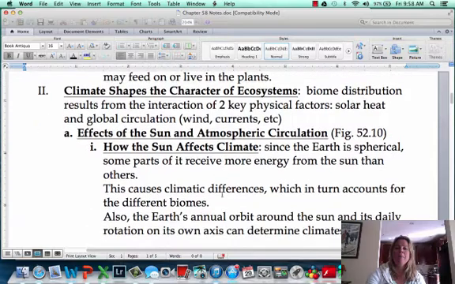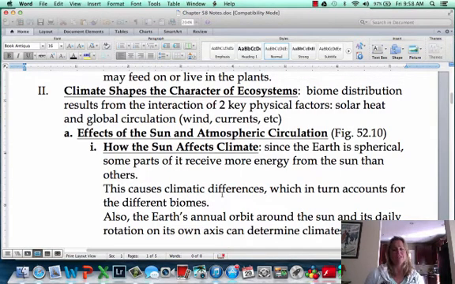So when we look at ecosystems on the whole, there are two major things that are going to affect the biome distribution. Remember, biomes are things like the savanna, the desert, the rainforest. We're going to go over those in a second. But solar heat, so energy from the sun, and then global circulation in the form of wind and ocean currents. Those are the main things that are going to shape the characteristics of different ecosystems.